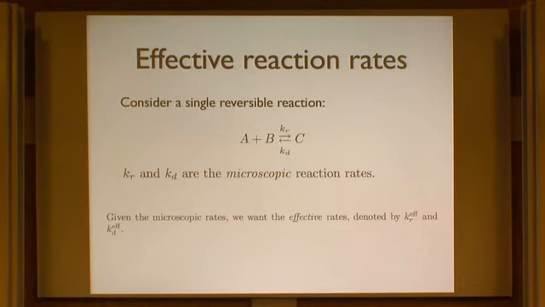So what we want is the mesoscopic parameters, specifically the reaction rates. And to get those, it's useful to first look at how we can get the effective rates, or the well-mixed rates, if you wish. You can consider a single reversible reaction with some intrinsic or microscopic rates Kr and Kd. The question then is, given these microscopic rates, how do we get the effective rates, denoted by Kr effective and Kd effective?